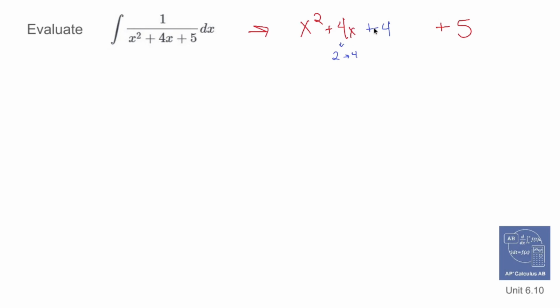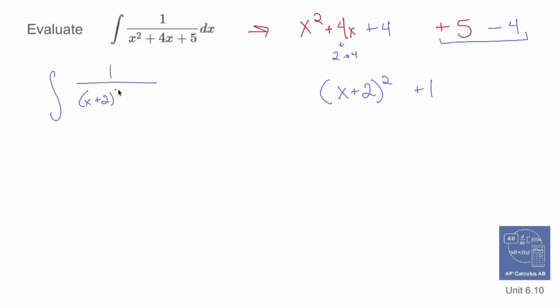Now if I'm on the same line over here, if I add 4 to this expression, I have to subtract 4 from the same expression to balance things out. But when I do that, that allows me to turn this into x plus 2 squared, and this magically turns into plus 1. So now I can rewrite this integral as 1 over something squared plus 1 dx.